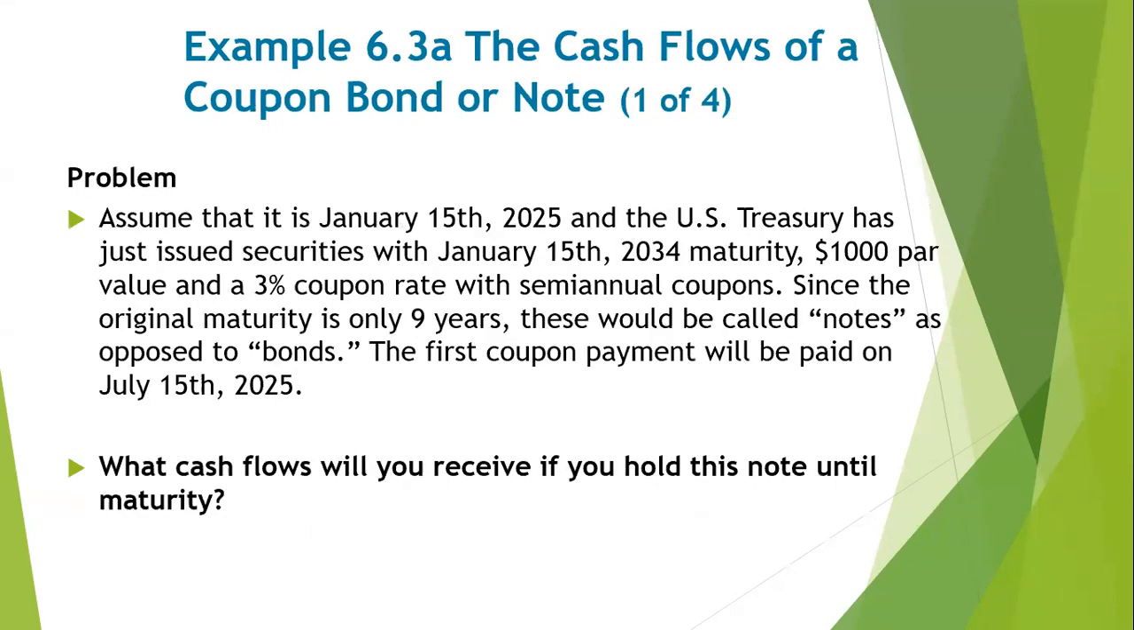Here we have another problem. Example 6.3a, the cash flows of a coupon bond or a note. Assume that it is January 15, 2025, and the U.S. Treasury has just issued securities with a January 15th, 2034 maturity, a $1,000 par value, and a 3% coupon rate with semi-annual coupons. Since the original maturity is only 9 years, these would be called notes as opposed to bonds. The first coupon payment will be paid on July 15th, 2025. What cash flows will you receive if you hold this note until maturity?